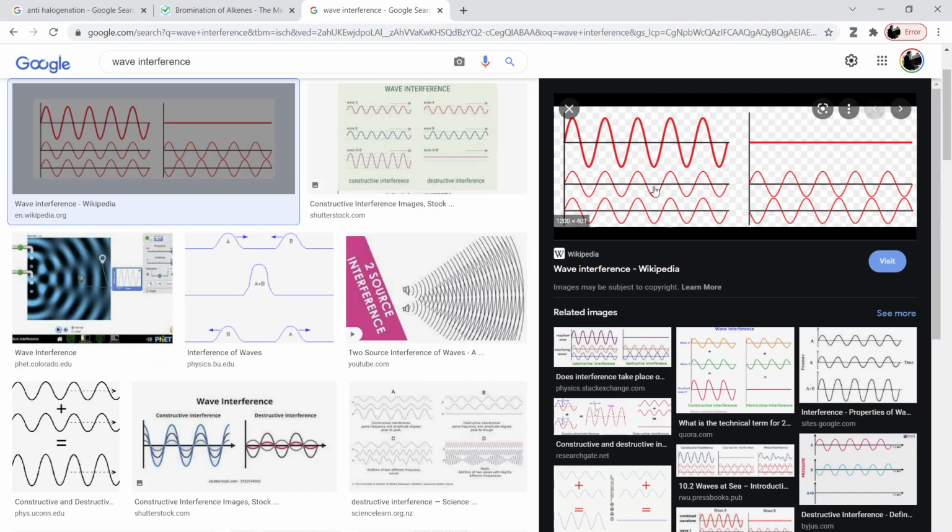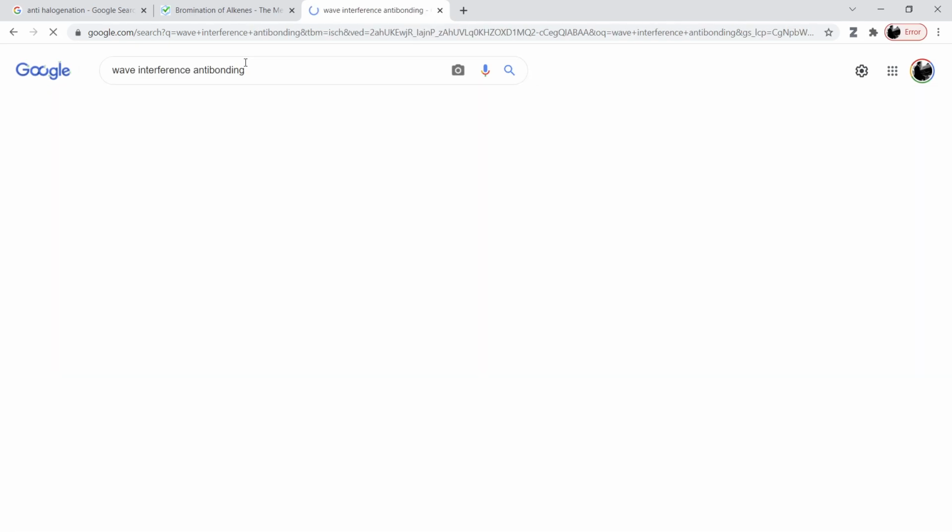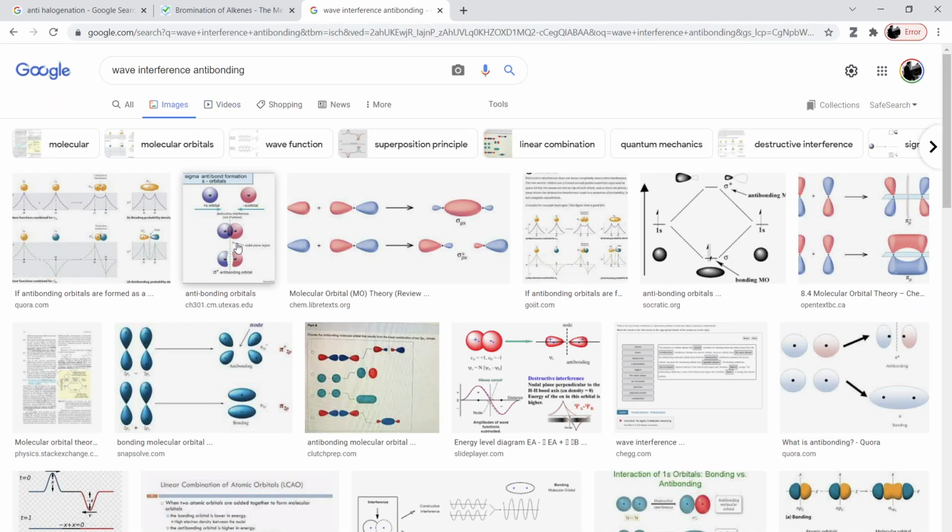So notice here, if we have two waves that are completely in sync with each other, if we add them together, we get this big wave up top. If we have waves that are completely out of sync with each other and we add them up, we get a flat line. We get nothing. And so we can see this is called interference. And we're going to see when we have anti-bonding orbitals form.